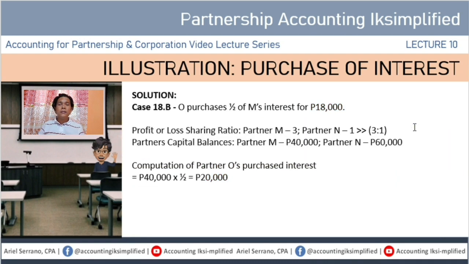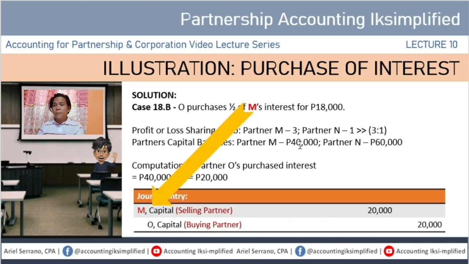Puntahan natin ngayon ang scenario letter B, kung saan naman bumili si partner O ng 1/2 of M's interest for 18,000. Kung saan dito, si partner M ay merong 40,000 pesos. Now, kapag kinumpute mo yung interest na binili, 40,000 times 1/2 or 40,000 divided by 2, 20,000 yung itatransfer natin dito kay partner O. Okay? Galing kay partner M. Kaya dito makikita mo M capital yung naka-debit kasi siya yung selling partner.